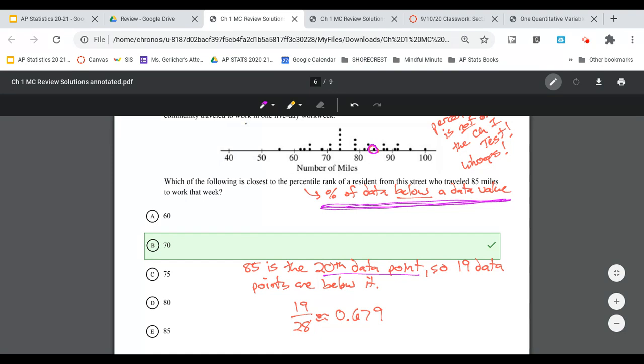So 19 out of 28, that is 68% of the data was below that spot. And so the closest answer to that was 70. So that's our answer.